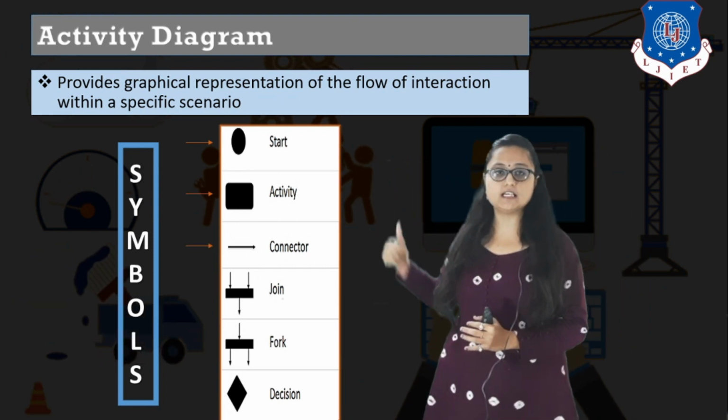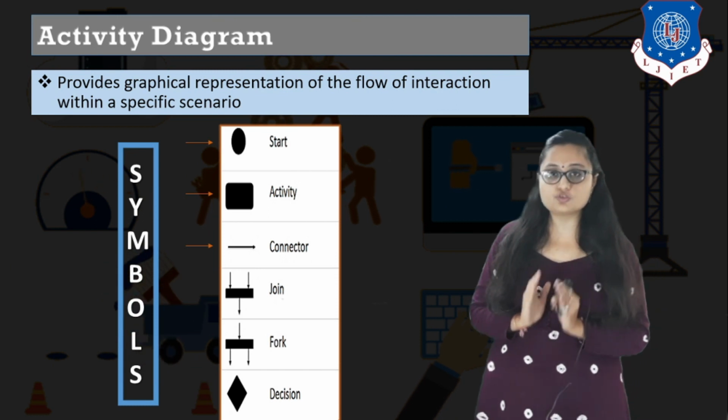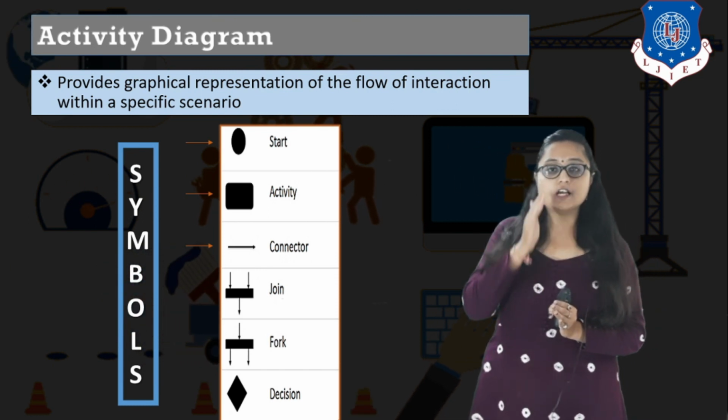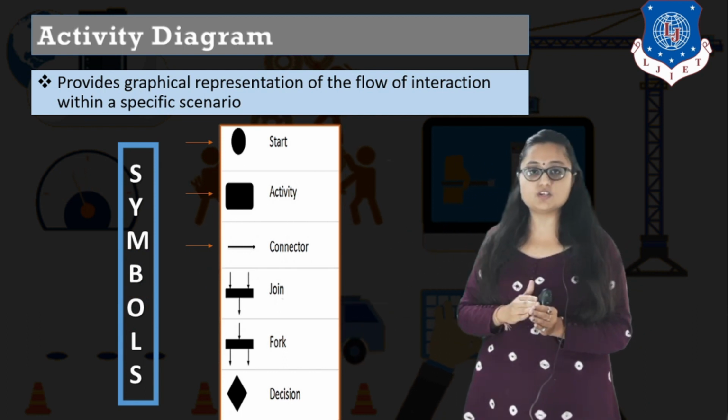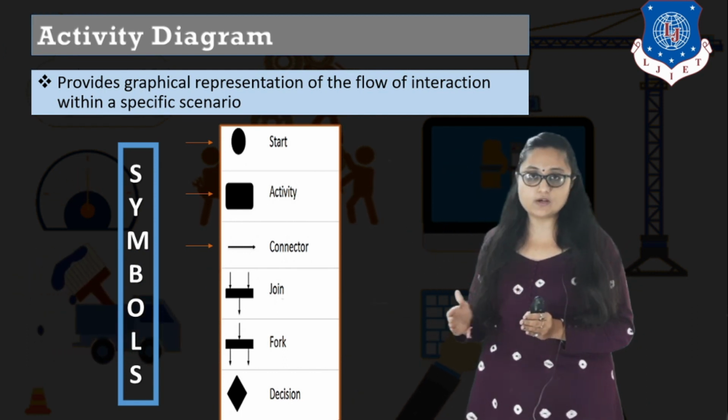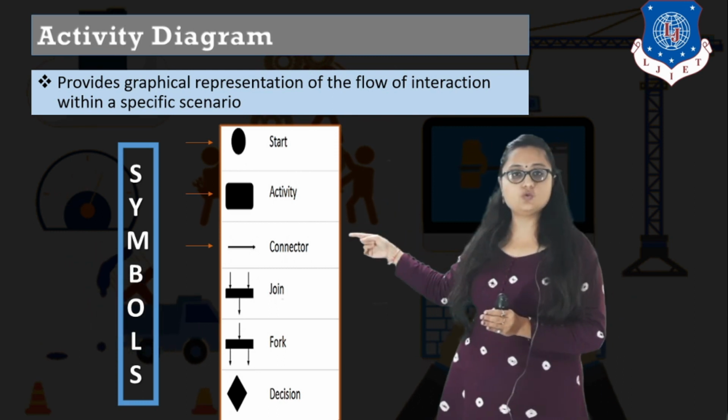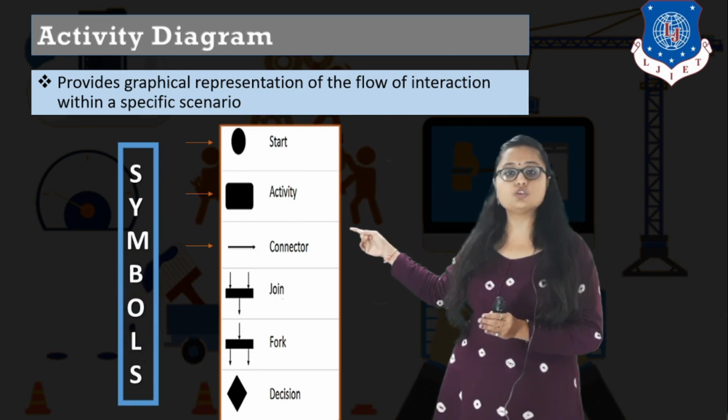The next is the connector, because we want to show the flow of activity, that is, from one activity we are jumping on to another activity. So there must be some sort of connection between these two activities. This arrow is used as a connector for two activities.